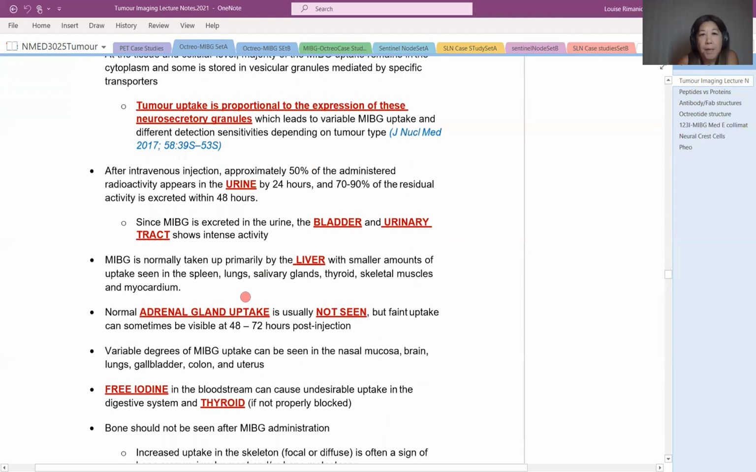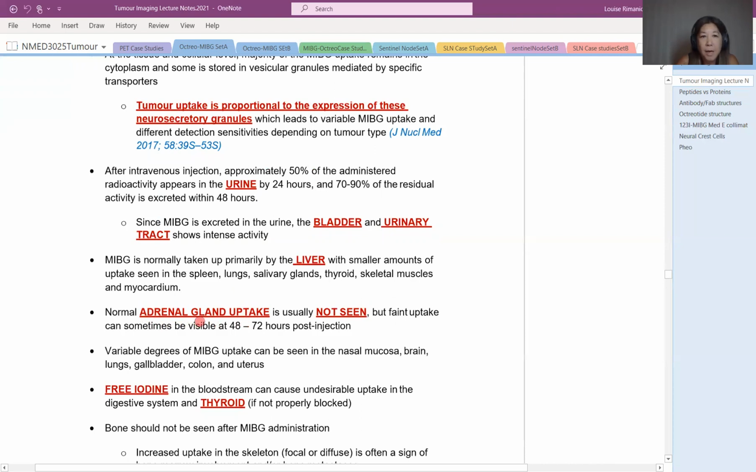MIBG would normally be taken up by the liver, smaller amounts seen in the spleen, lungs, salivary glands, thyroid, skeletal muscles, and the myocardium. And, you know, one of the things that you can think about is that fight or flight mechanism and which organs would be activated in that fight or flight mode, and those often will show up taking up the MIBG.